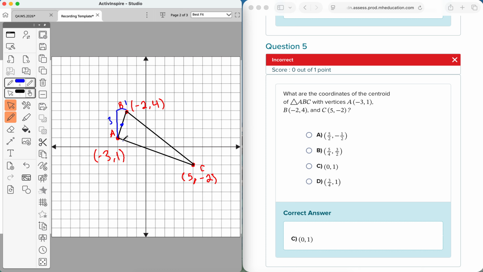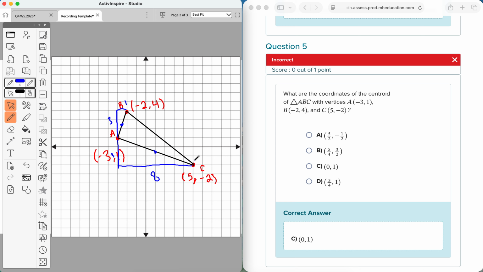Hoping this makes sense. For this side, to get from A to C, I go down 1, 2, 3, 3, and I go over 1, 2, 3, 4, 5, 6, 7, 8, which means I'm going to halve both of those numbers to get my midpoint. I'll go down 1.5, because that's half of 3, and then I'll go over 1, 2, 3, 4. That's a midpoint.